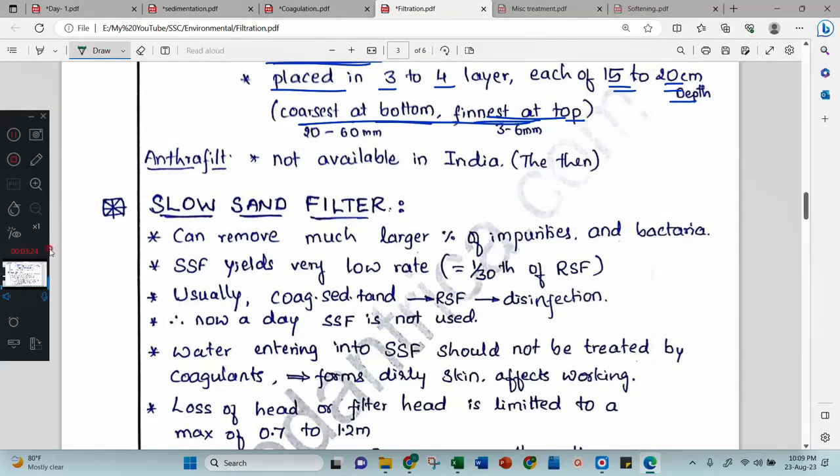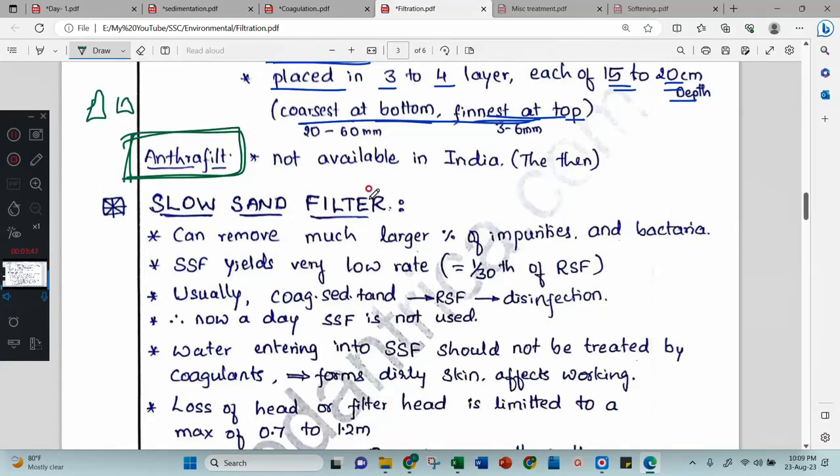Now, in India, it is not there. Anthrafilt, that one material is there. It looks like coal. This is also used in some other countries, not in India, because it's not abundantly available in India. You can consider it just for your information.